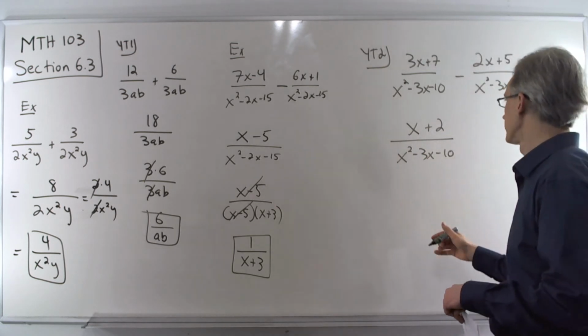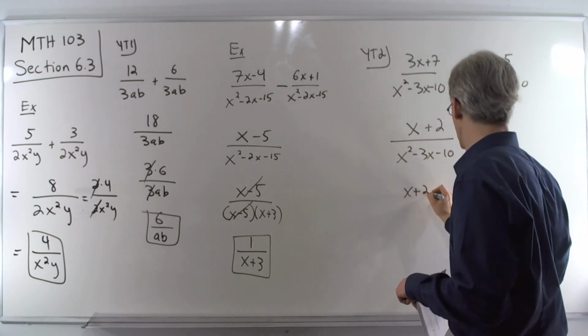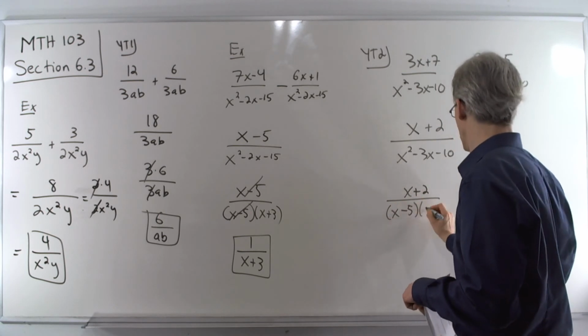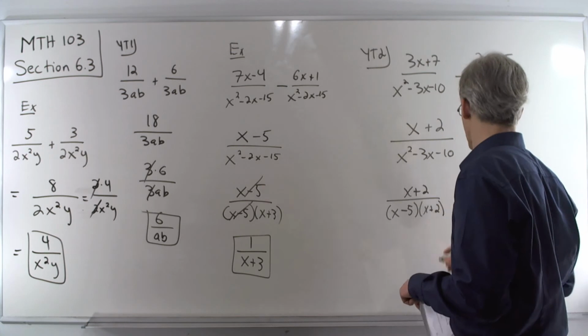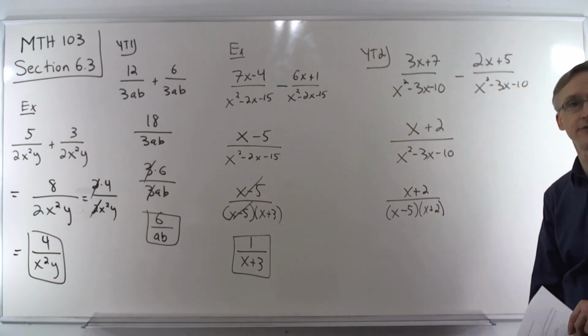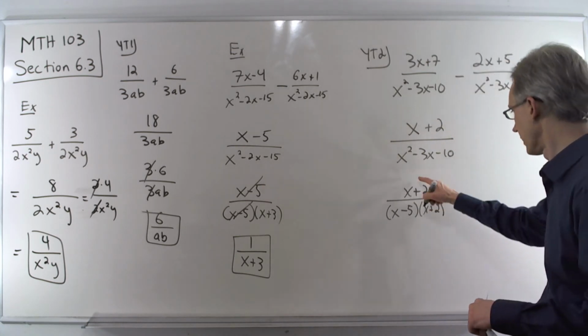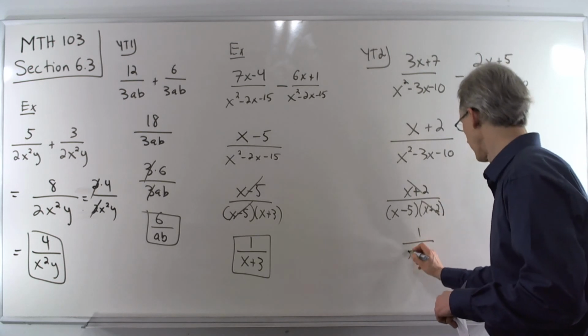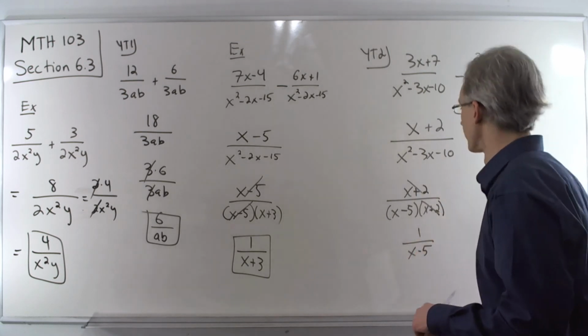Right now we'll factor the denominator. And that factors into x minus 5 times x plus 2. Now we've got a match for the binomials. We'll cancel those, so we get 1 over x minus 5.